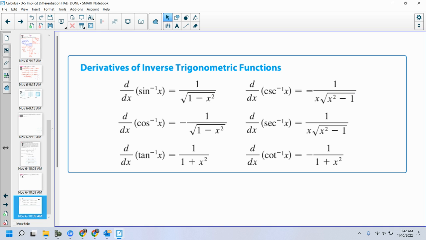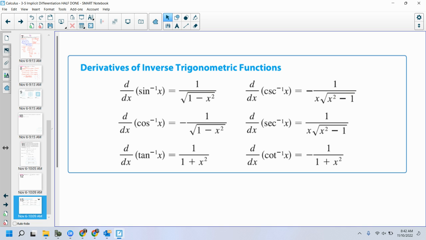these are the 6 derivatives of inverse trigonometric functions. These are really weird. They have some commonalities to them. Like, take a look here. Think about this. What was the derivative of sine? Cosine, right?